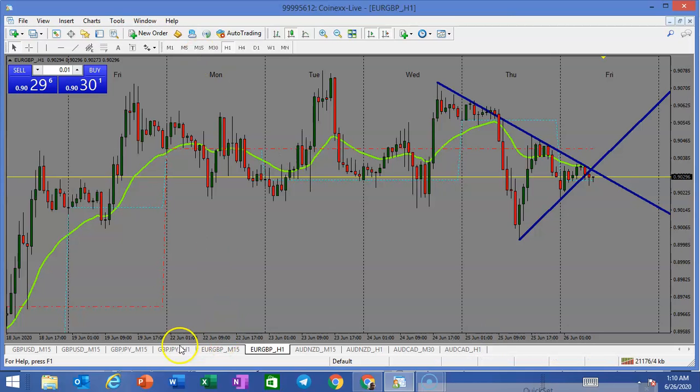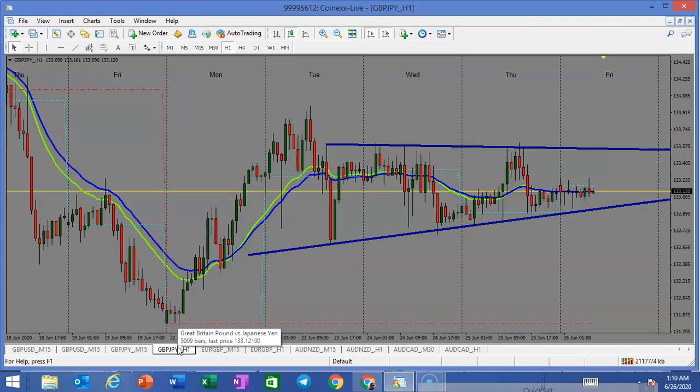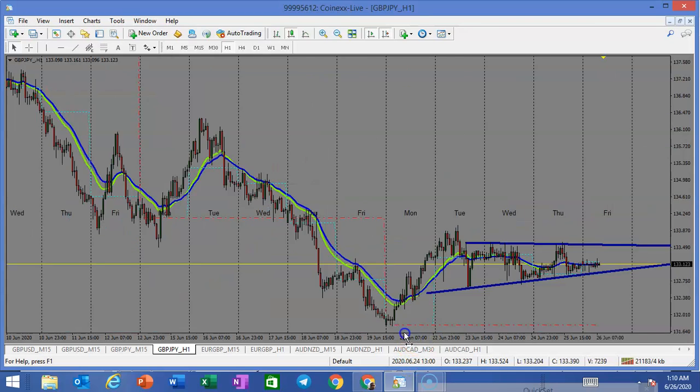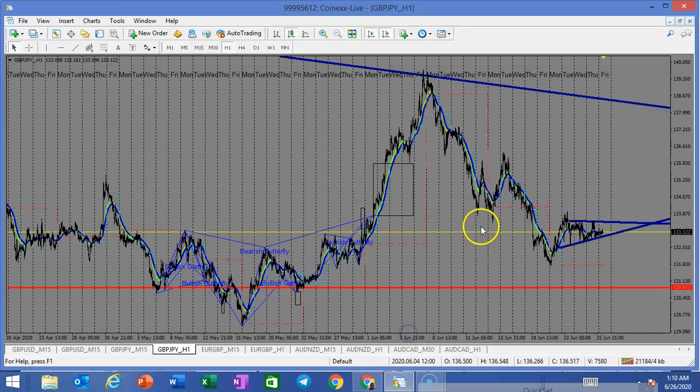That's on the 1 hour. And then GJ's doing something funky. My bias on GJ is that it's headed up, because we've been in this zone since Monday. It's just been going up and down, up and down. And we were in a downtrend for the past 2 weeks.